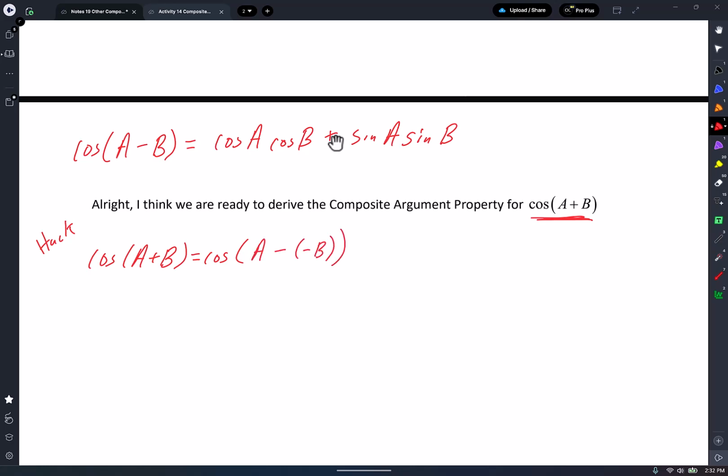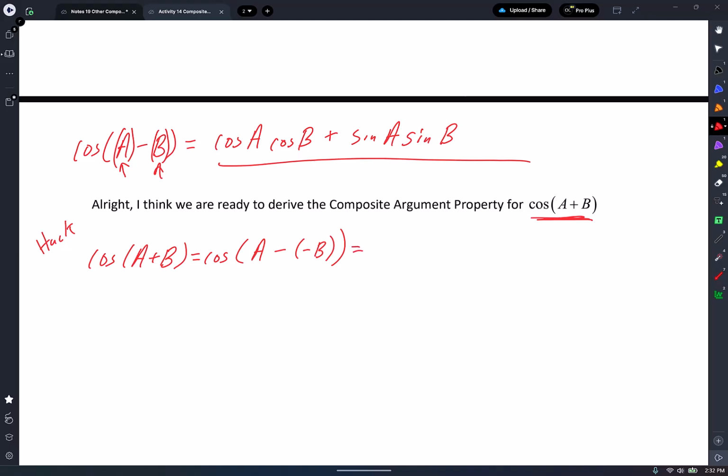What are you doing and why? I know what cosine of A minus B is, or cosine of some angle minus another angle. So look, I have cosine of an angle minus another angle. Do you guys see that? And notice if I distribute this negative, what's negative times a negative? Positive. So do you guys see the hack that I'm trying to use? I'm going to use the only formula I know. But look, I changed the angle from a positive B to a negative B, and now this is still the same as cosine of A plus B. Do you guys see that?